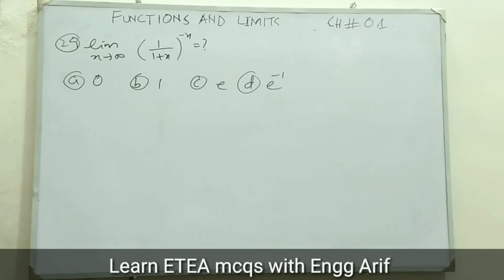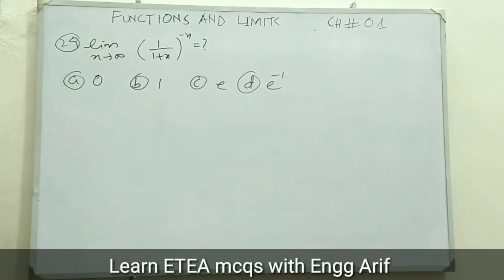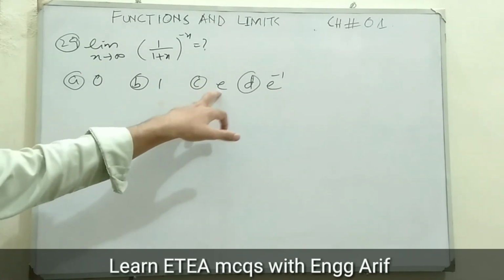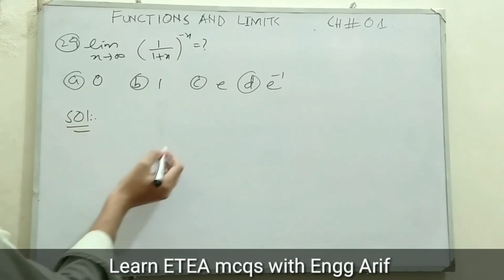Now move toward MCQ number 29. Limit x approaches to infinity, find the value of (1 over 1 plus x) power minus x. So a is 0, b is 1, c is e, and d is e power minus 1. So move towards the solution of MCQ number 29.